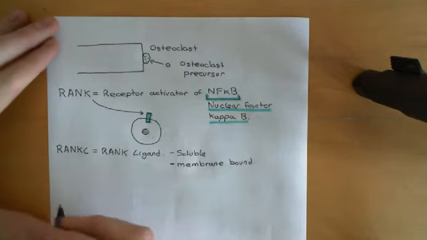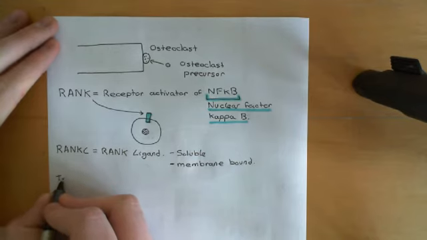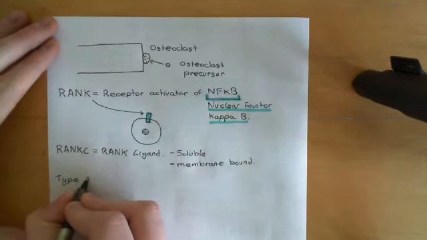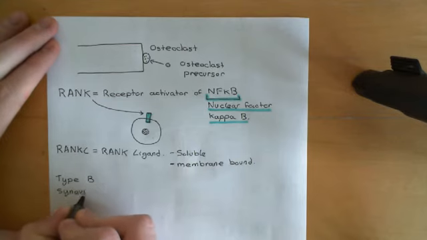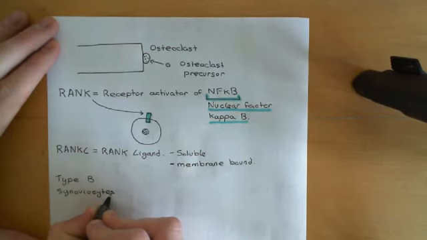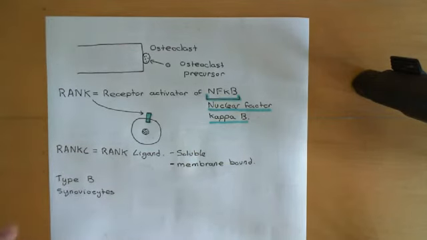Okay, so basically, the type B synoviocytes, which remember are those synovial fibroblasts, one of the key cells of the synovial intima, are now going to start expressing RANK ligand. They're going to be producing both the soluble form of RANK ligand and also the membrane-bound form of RANK ligand, which they'll put on their surfaces. Now, what induces this expression of the RANK ligand?